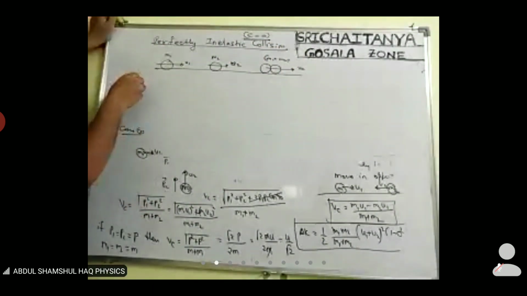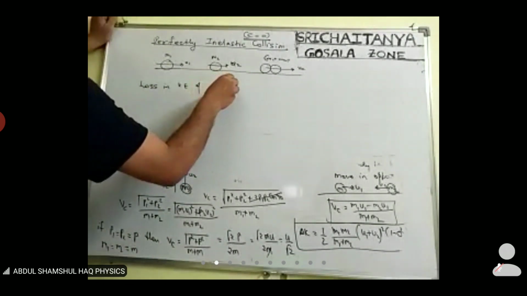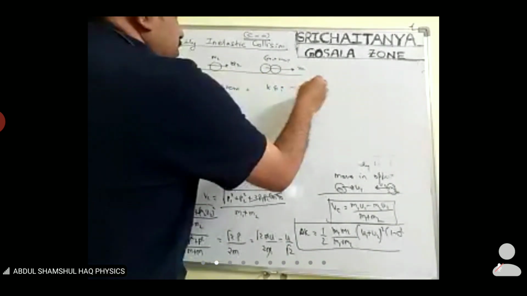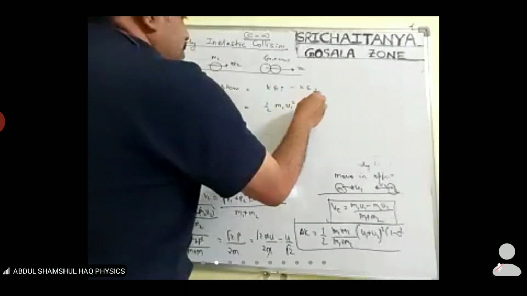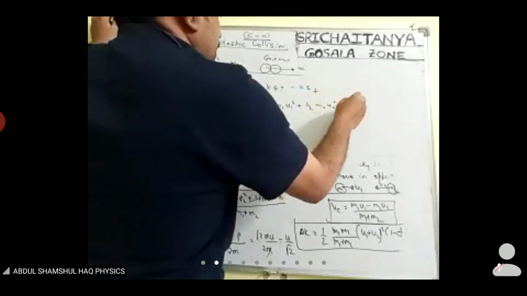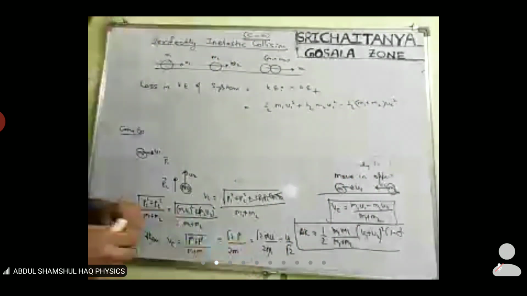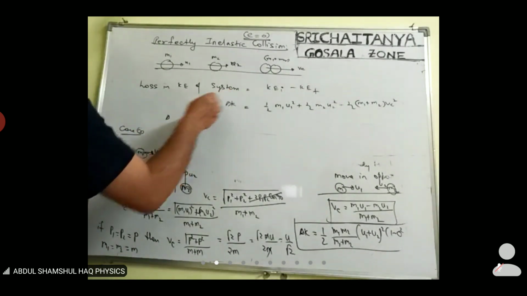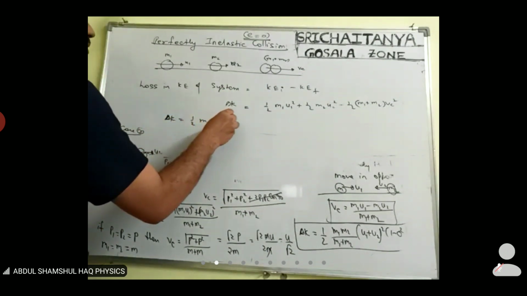So here, loss in kinetic energy of the system. Loss in kinetic energy of this system is equal to K initial minus K final. K initial is half m1 u1 square plus half m2 u2 square, minus half (m1 plus m2) into V common square. But students, you know very well what V common is. This is delta K.